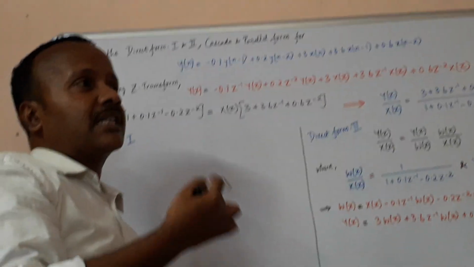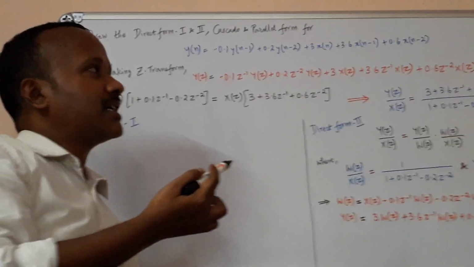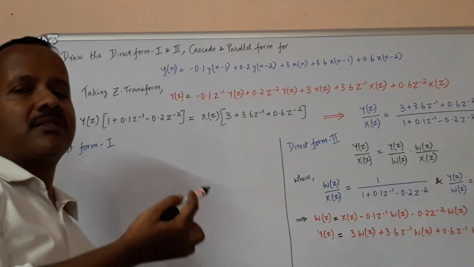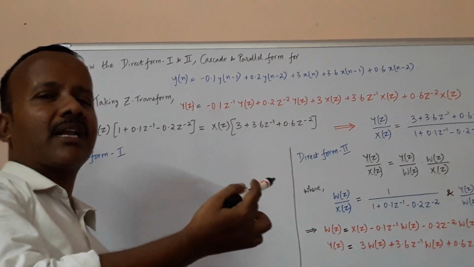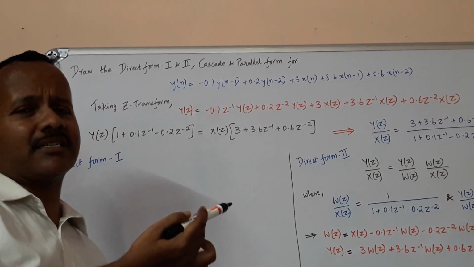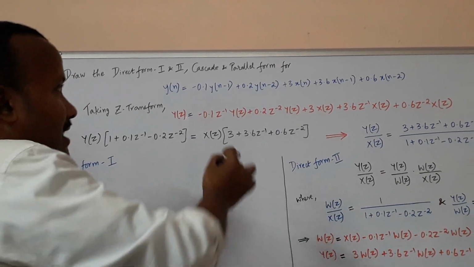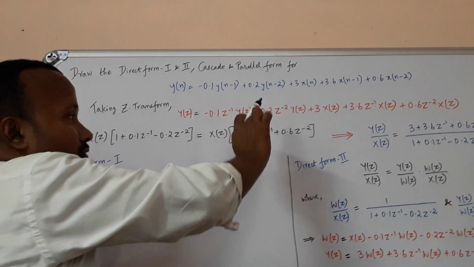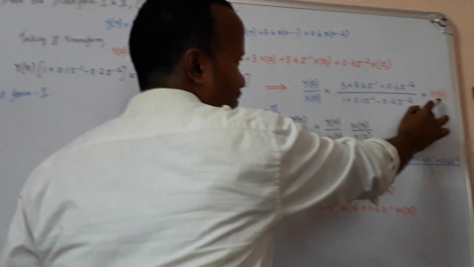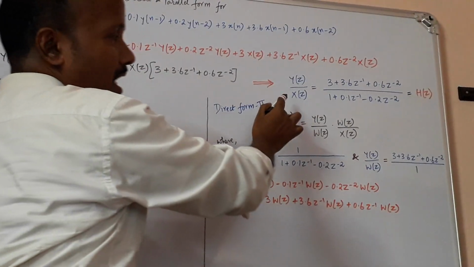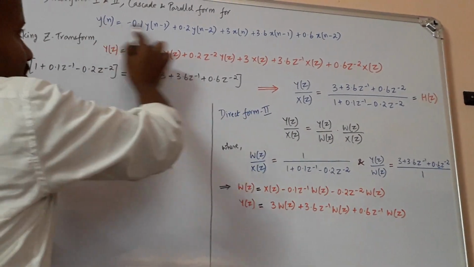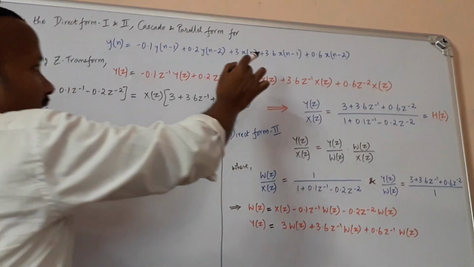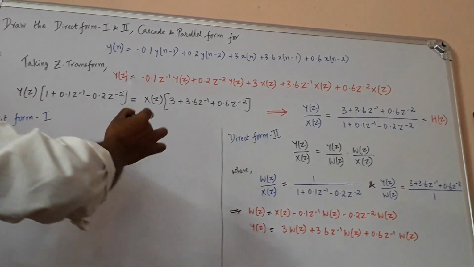Actually, for IIR, the realization of structures we have 6 realizations: direct form 1, direct form 2, cascade, parallel, transposed and lattice ladder. But the most important thing is the direct form 1 and 2, cascade and parallel. For any form or realization, we have to find h of z, which is y of z by x of z. So for the given problem, you have to find y of z by x of z. That is, you have to take the z transform.